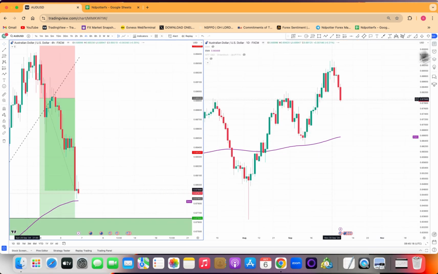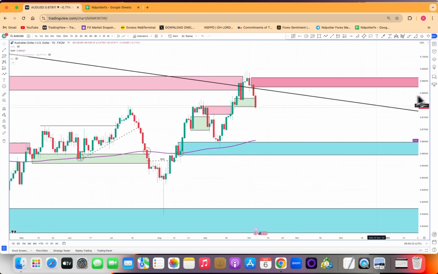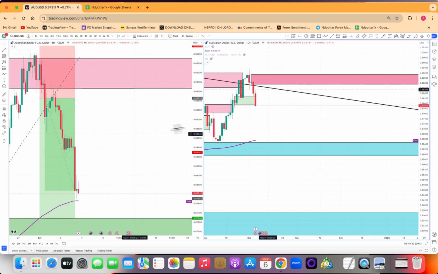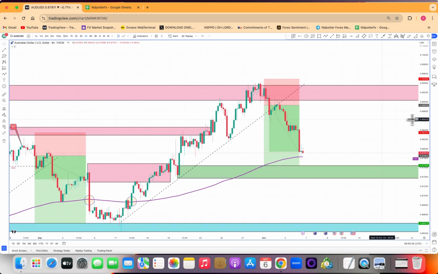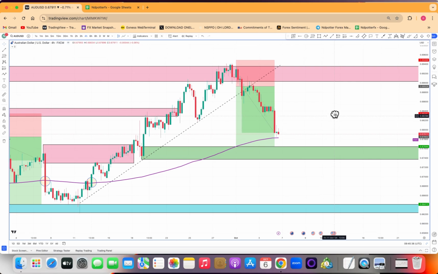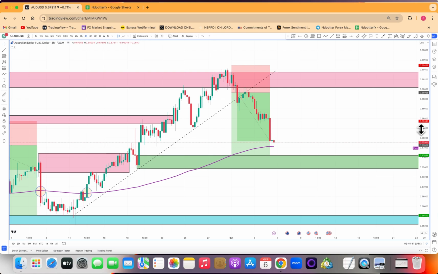AUD USD, this is the one I'm still holding a trade on as well. I'm holding a trade on GBP USD and I'm currently holding a trade on AUD USD. On AUD USD here, if you watch my Twitter or the Telegram group, I called out this trade, I think on Tuesday or Wednesday. I posted this trade on my Telegram and on Twitter as well.